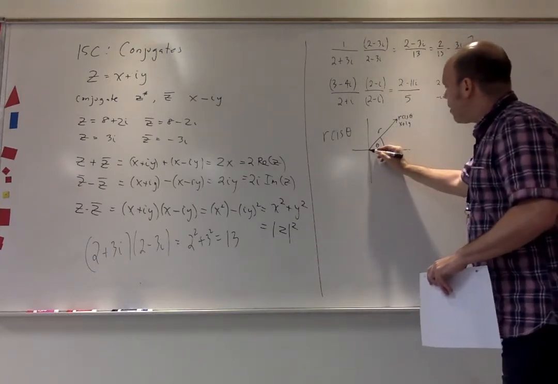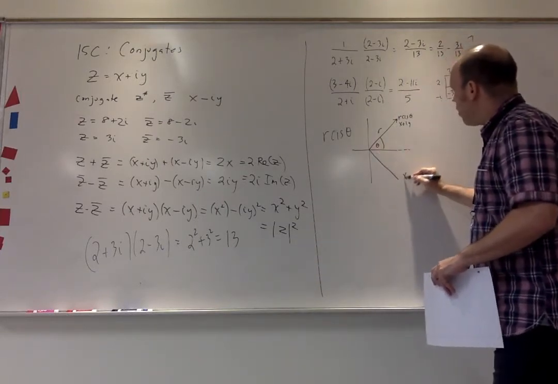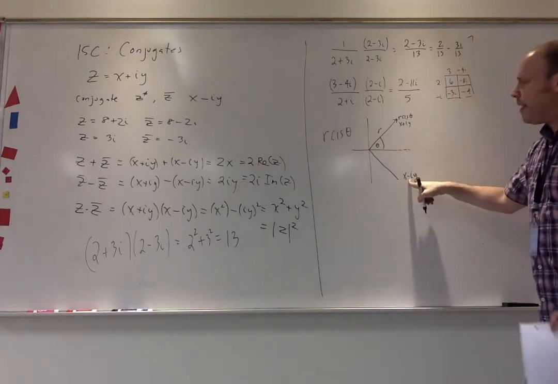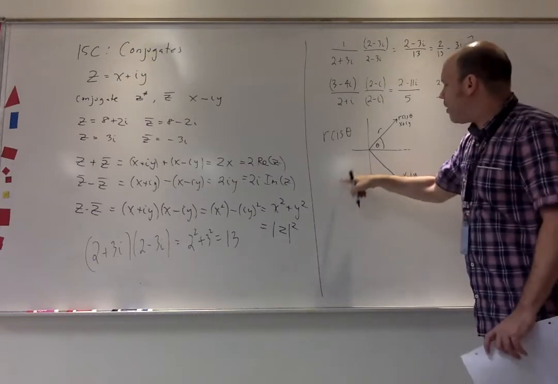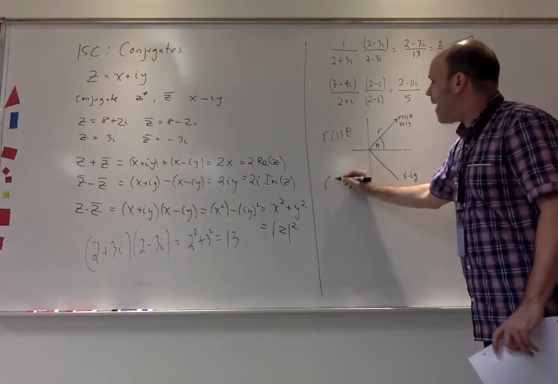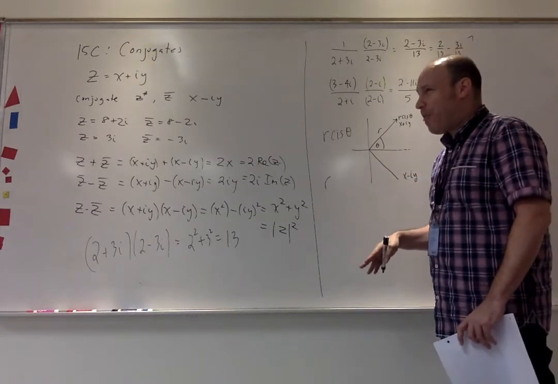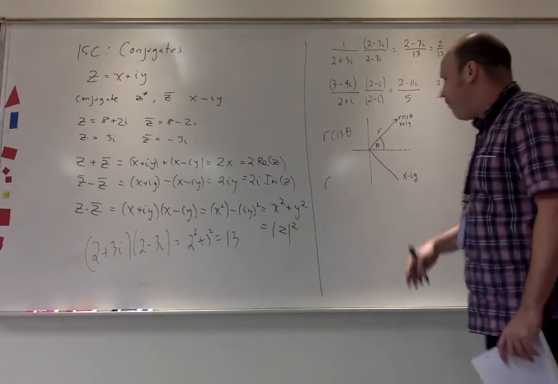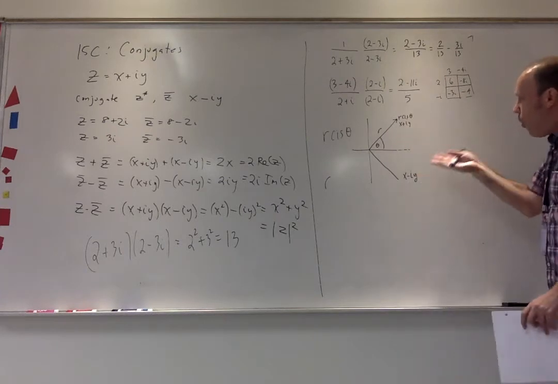Well, the conjugate, this is x minus iy, right? This is x minus iy. So how do we think we represent that with a modulus and its argument? Visually, what's going on here?